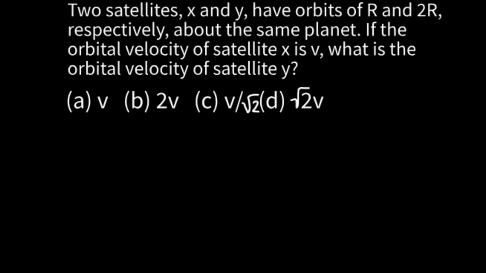Problem: we have two satellites with orbits of r and 2r about the same planet. If the orbital velocity of one satellite is v, then what would be the orbital velocity of the other satellite? And as you can see, we are solving for it in terms of that v.